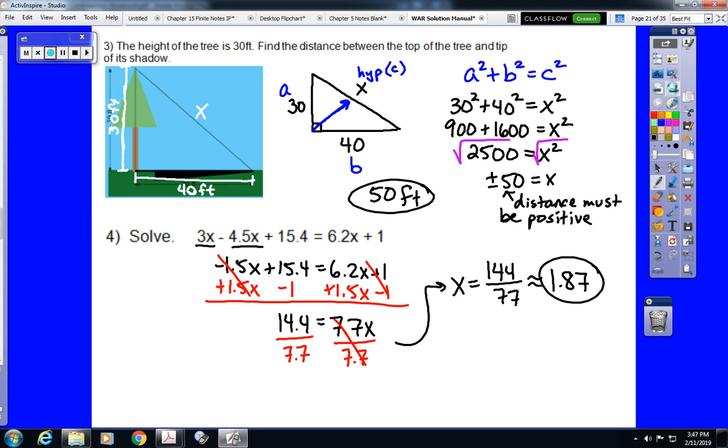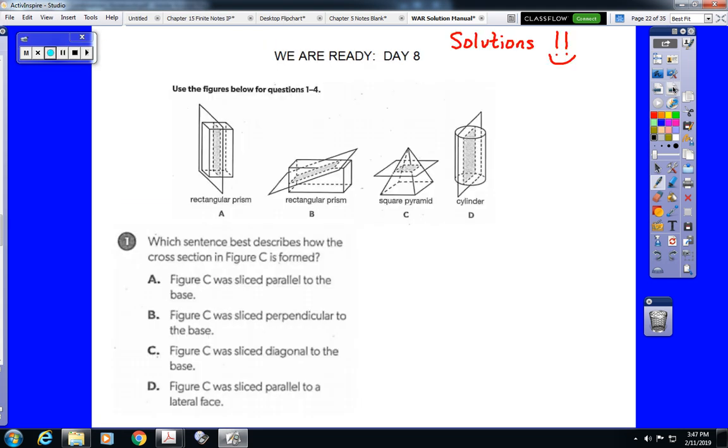Okay, we're here on the video for the Day 8 solutions for the We Are Ready packet. This front page of the packet with these 4 multiple choice questions I've broken into 4 separate slides. If you're looking at which one of these are you most likely to see on the ISTEP, they would most likely be questions that are far more likely to be like number 2 and number 3 than number 1 and number 4. But we'll go ahead and answer all 4 of these.